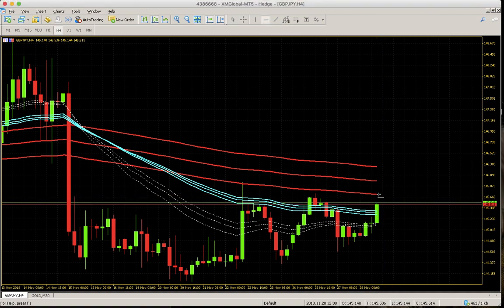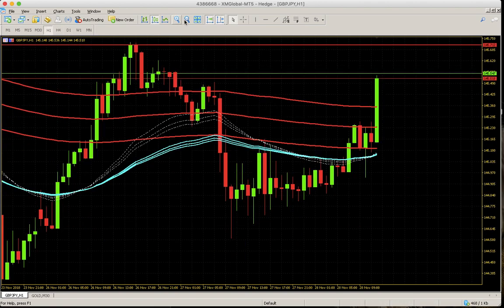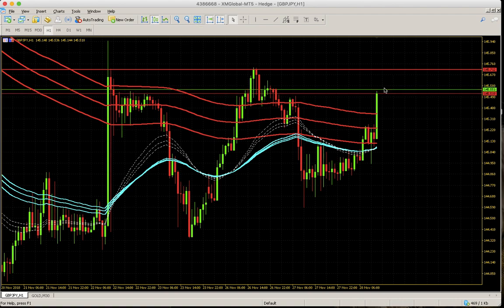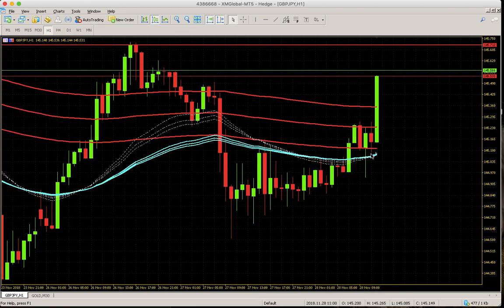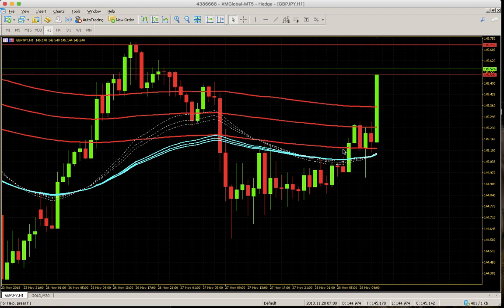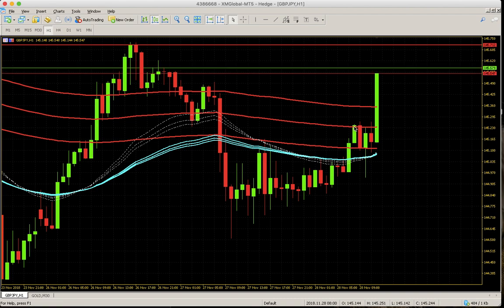Let's check another time frame. I think the price will go to here, 145.7. And if we look at the H1 chart, we will see the price here now. The price went up very strong, because if you look at this, this one is past the red line, and this one is past the red line too, but the next candle the price dropped to this line, and you will see this candle.